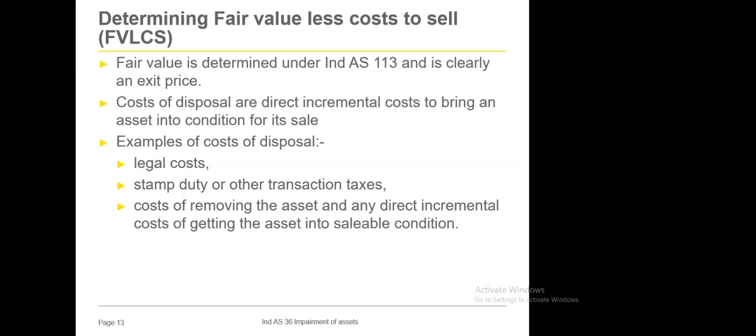So 113 basically says that if there is any asset and there is a liability, the fair value in case of an asset would be the exit price. Exit price means that if you sell that asset, what is the amount that you are going to realize from that asset? That is the amount that you will be getting when you are selling that asset. So that is called your exit price.